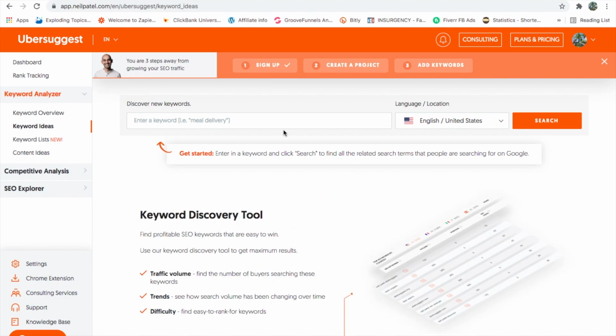Hey guys, Cameron Snow here from Internet Marketing Insights, and today I'm going to be going over some important concepts regarding on-page and off-page SEO.